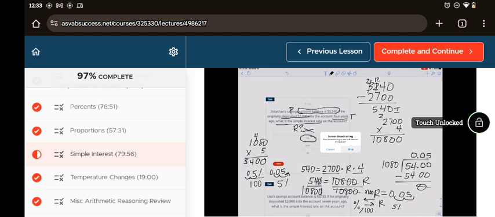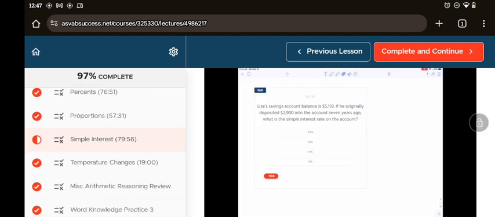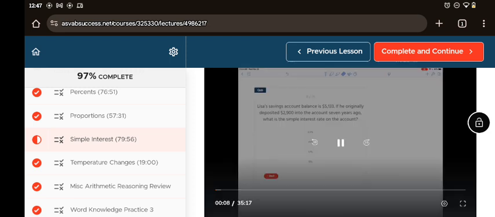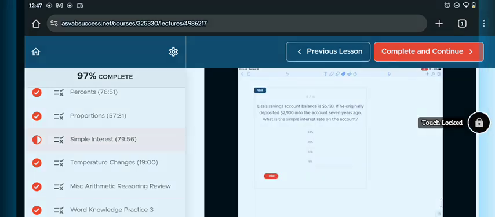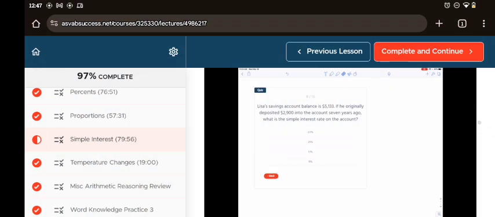Is $5,133. If you originally deposited $2,900 into the account 7 years ago, what is the simple interest rate on the account? So this is similar to number 7, okay? Let's go one by one. Deposited $2,900, that is principal. 7 years ago gives us time. It's asking us for the simple interest rate. What is missing? The interest. Remember that we have account balance, and principal plus interest equals account balance.